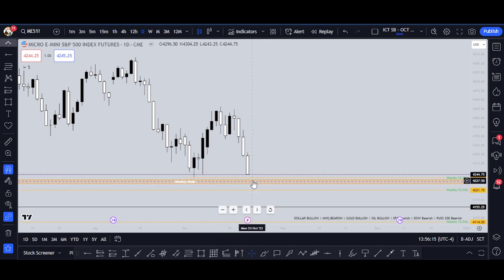we see these weekly draws on liquidity taken out. However, that does not have to be the case, guys. It could shoot straight down. But I am bearish on the S&P 500.